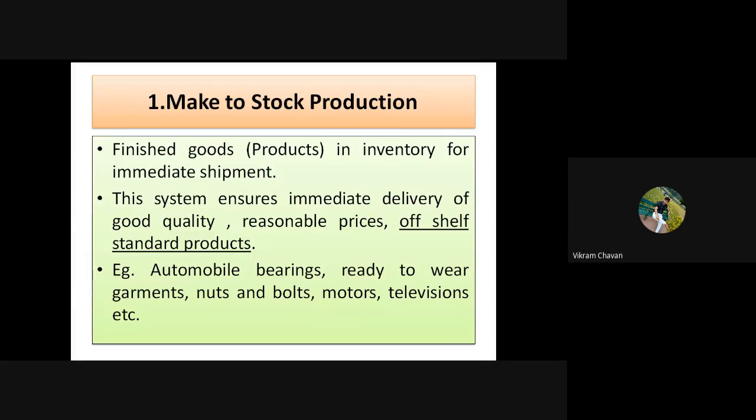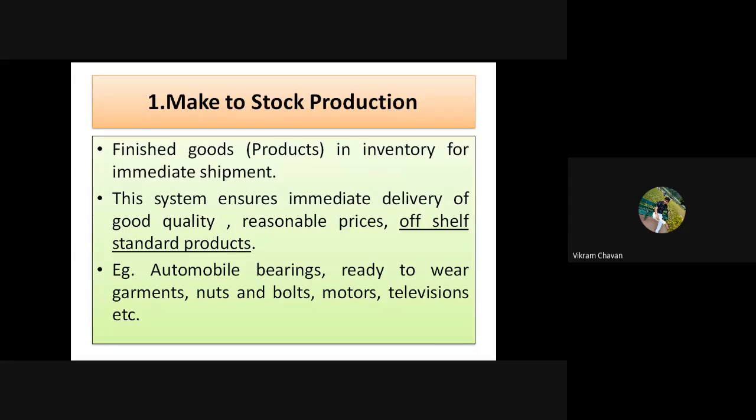But you cannot give your specification to Microsoft, asking please change my software as per my requirement. Whatever is available in the market, like you can't change in Windows 10, you can't change in Windows 8. Whatever the functions of that particular software are available in the market, we have to use. The customer requirement will not be considered. So such products, such software will be considered as off-shelf standard software. Then examples of make to stock production are automobile bearings, ready to wear garments, nuts and bolts, motors, televisions, etc.